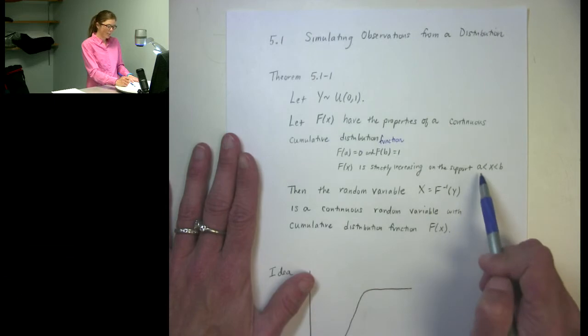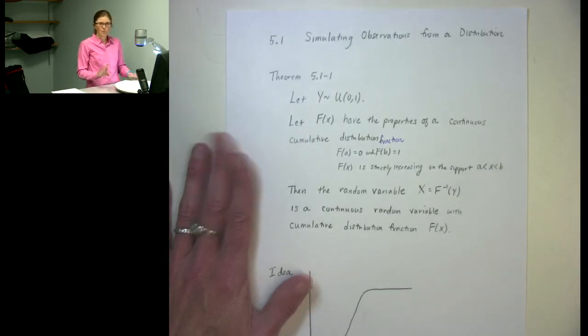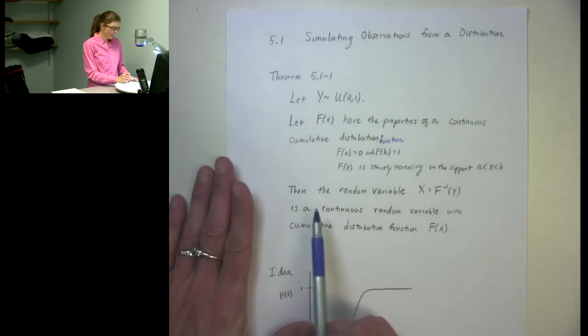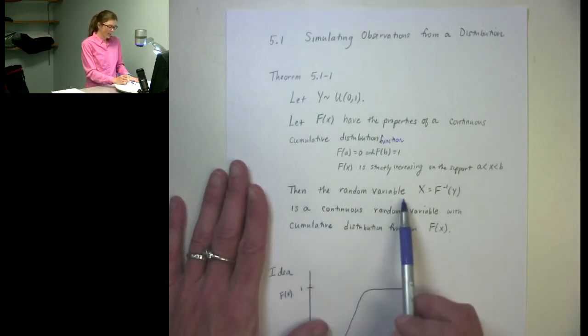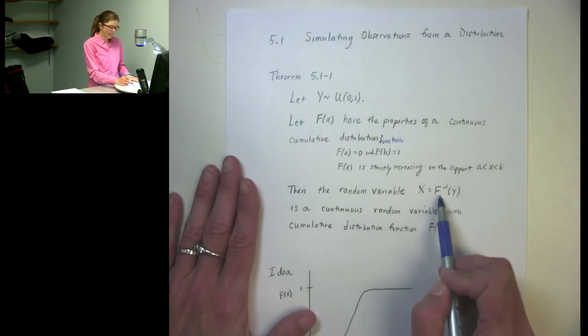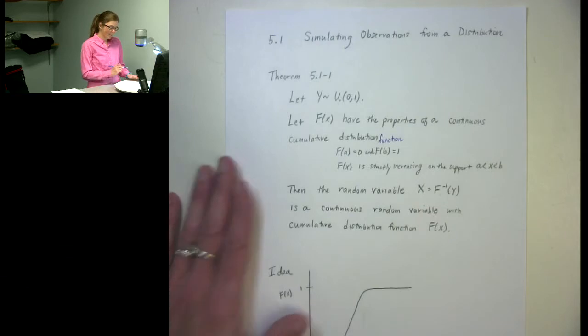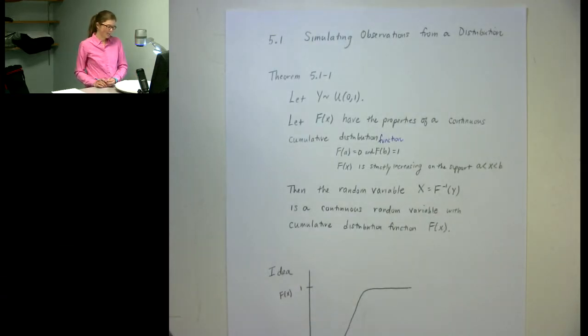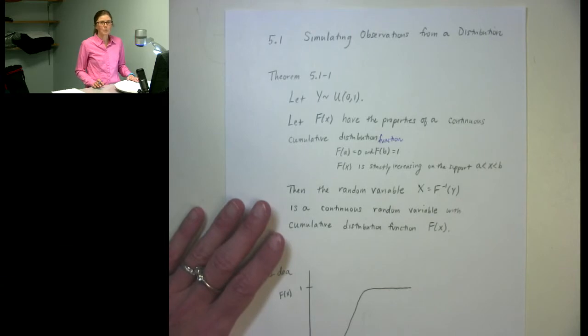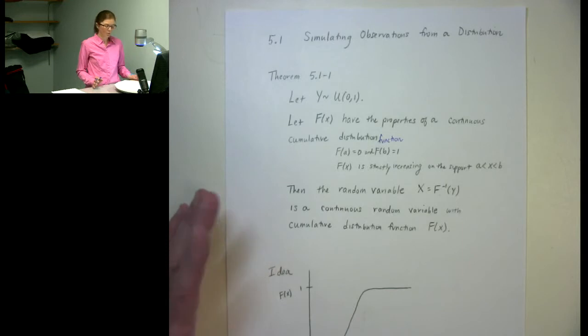And just to note, it is possible that we could have a situation where our support went from negative infinity to positive infinity, or that one or both of those ends could be infinite. If we then take a random variable X equal to the inverse F of Y, then this random variable X will be a continuous random variable, and it will have the cumulative distribution function given by F of x. So we are going to be able to use this to simulate observations from a particular distribution.